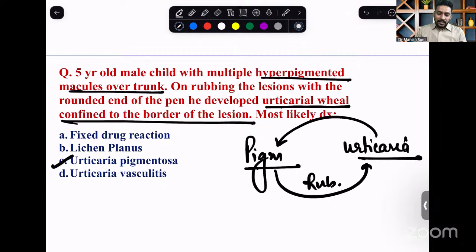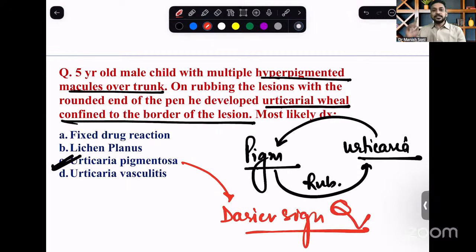The answer is urticaria pigmentosa. So everything is hidden in the name itself. Urticaria pigmentosa. Wheals are seen in urticaria, and here pigmented lesions are seen which, when rubbed, produce wheals or red lesions. So this is known as urticaria pigmentosa. And what is this sign known as? This sign is known as Darier sign. So it is very important to remember that Darier sign is not seen in Darier disease. It is seen in this condition, that is urticaria pigmentosa.